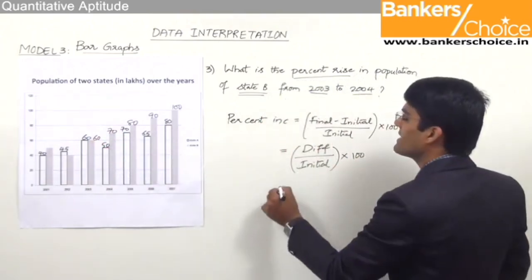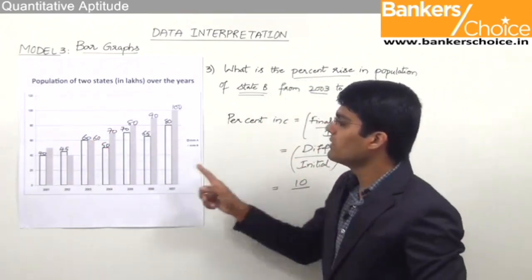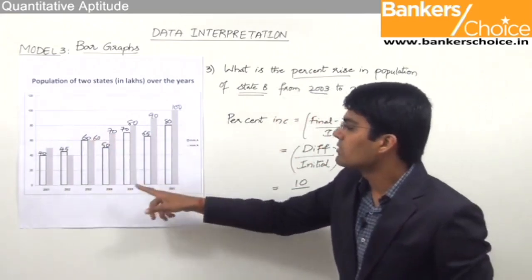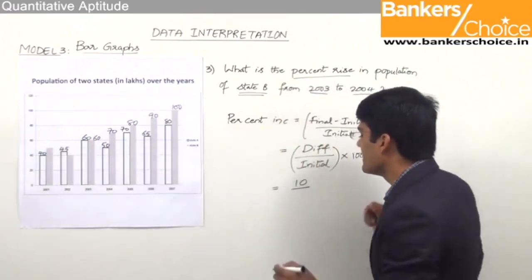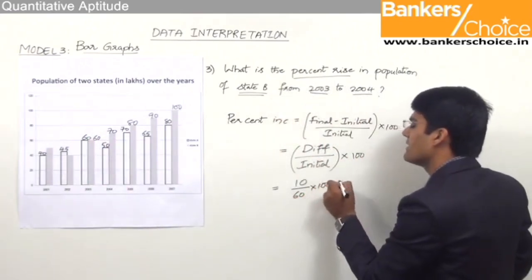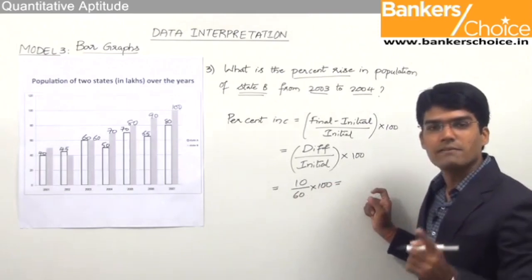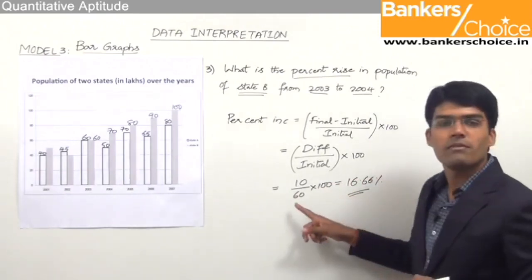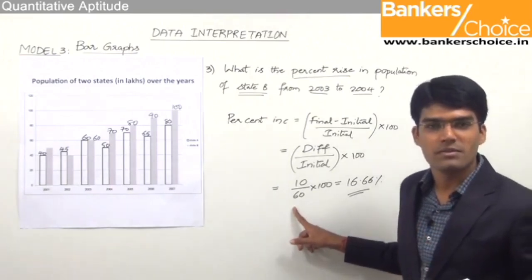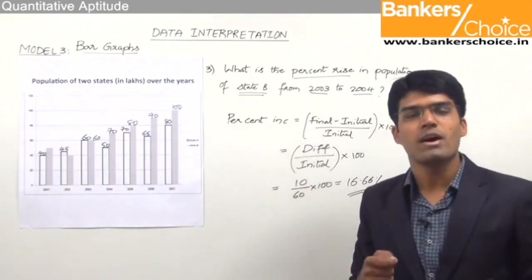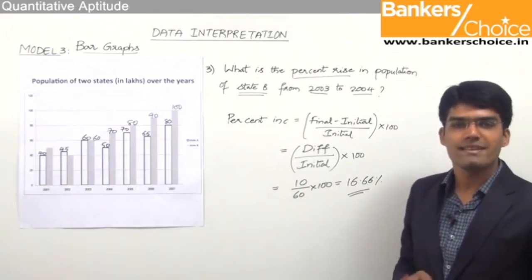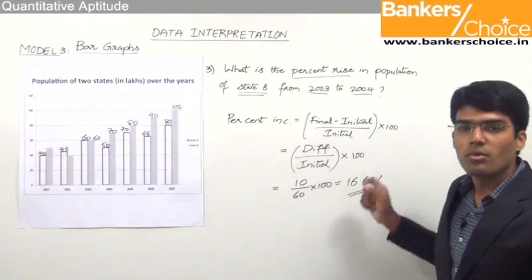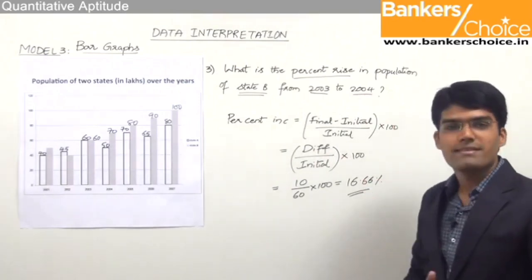So that is but the difference between these two values, 70 minus 60 is equal to 10. So the answer here can be taken as difference divided by initial value. Initial value is nothing but population in 2003. Why? Because the first year here is 2003. So initial value is population of 2003, which is 60. So 10 by 60 into 100. 10 by 60 is nothing but 1 by 6. And 1 by 6 we know is 16.66%. This we know from the concept of percentages to fractions conversion. So as soon as we see 1 by 6, we should be able to answer that the percentage here is 16.66. So we can say that the population of state B from 2003 to 2004 has increased by 16.66%.